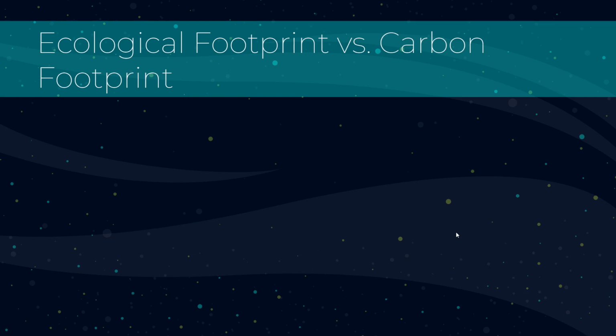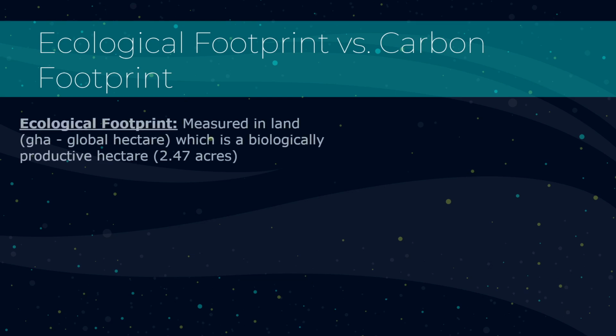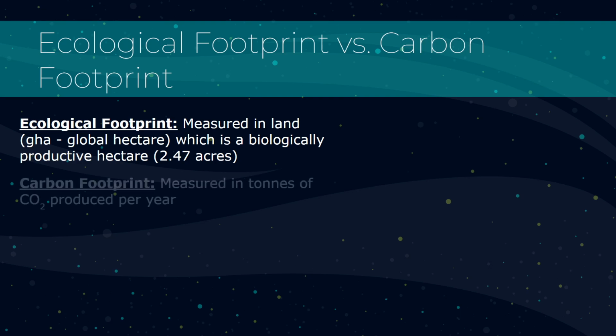What is the difference between ecological footprint and carbon footprint? Remember that ecological footprint is the measure of all the consumption for a group or individual, but expressed in terms of land. The units usually used with ecological footprints are GHA, or global hectares. This refers to biologically productive hectares, and hectares are about 2.47 acres. An acre is roughly the size of a football field, so a hectare is roughly 2.5 football fields.